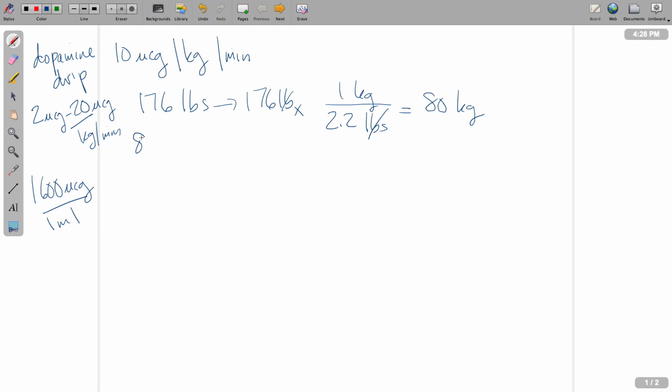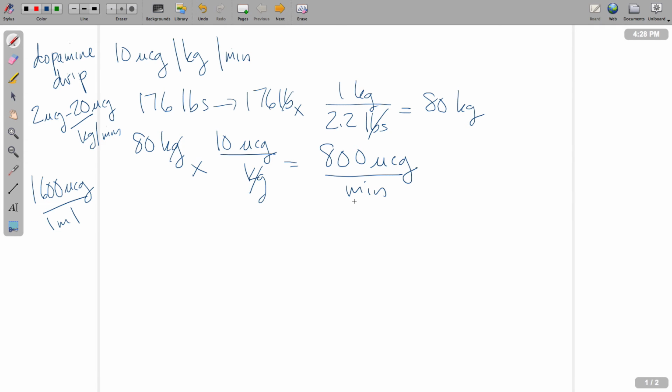Next, we're going to take our 80 kilograms. This is the patient's weight. We're going to multiply it by the dose that we want to administer per kilogram, 10 micrograms per kilogram. We'll get rid of our kilos, and we end up with a total dose of 800 micrograms per minute. So we need to administer to this patient 800 micrograms of dopamine every single minute.